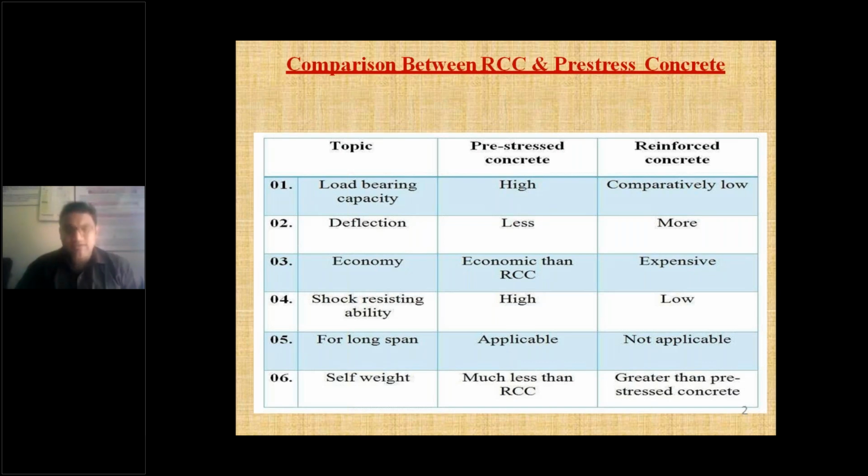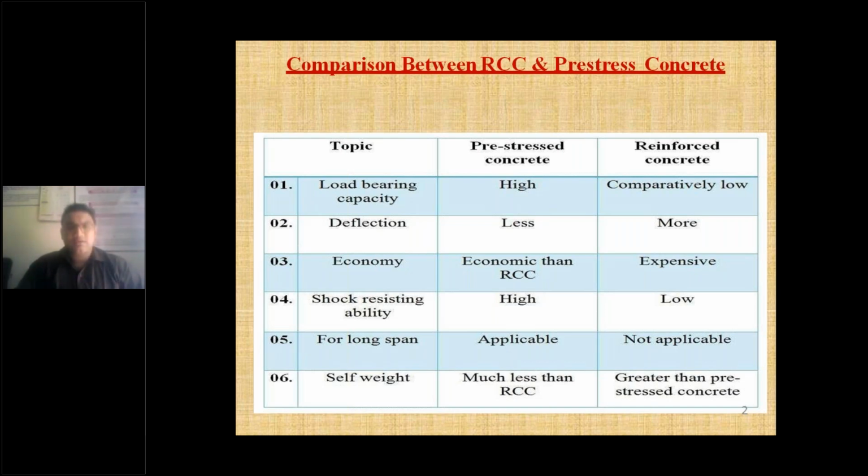And coming to self-weight, as we know, it will have very much less weight compared with the RCC. Okay, so by comparing these many parameters, you can straight away go with the pre-stressed concrete instead of reinforced concrete structures. Okay, so for huge constructions.